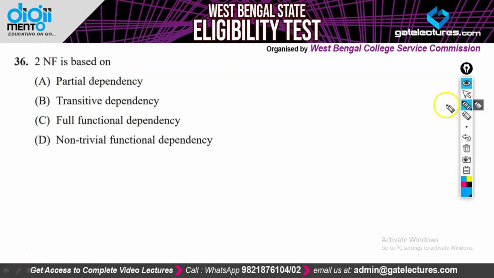So here we have a question from normalization. It is saying that 2NF, second normal form, is based on partial dependency, transitive dependency, full functional dependency or non-trivial functional dependency. Let me just give you an example, it will be clear for you then. Suppose I have a relational database which has the attributes A, B, C, D, and I've got my candidate key as AB. Two attributes combined give me my candidate key.